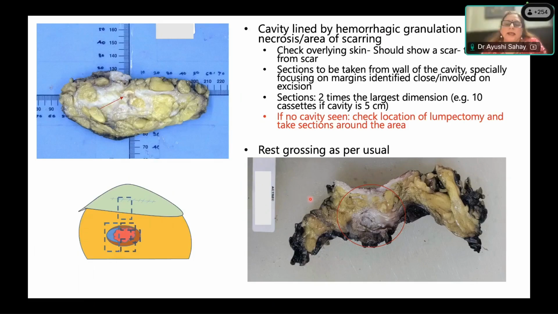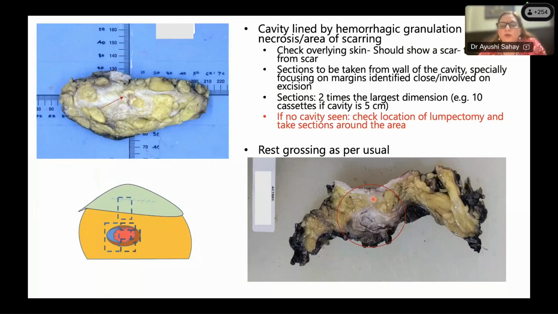Then sometimes the cavity might be obscured, but sometimes you can clearly see a prior existing cavity also, and you have to take the gross sections keeping in mind the cavity walls and the overlying skin.